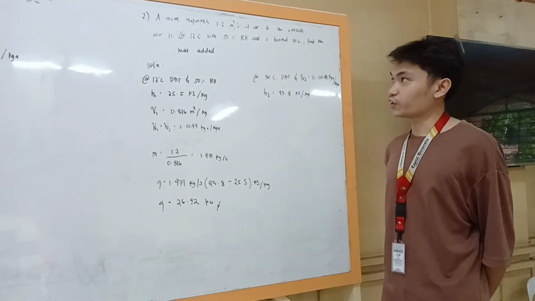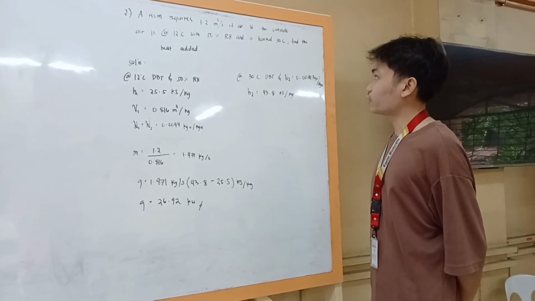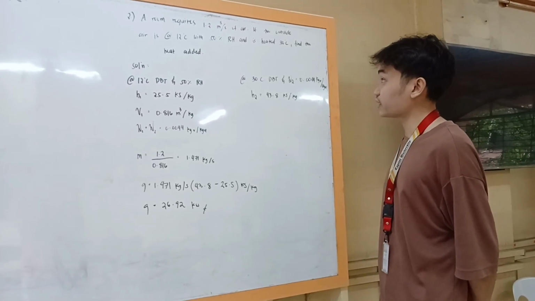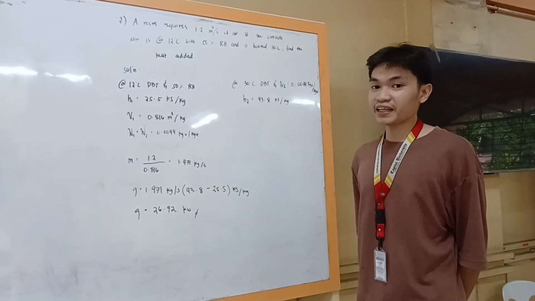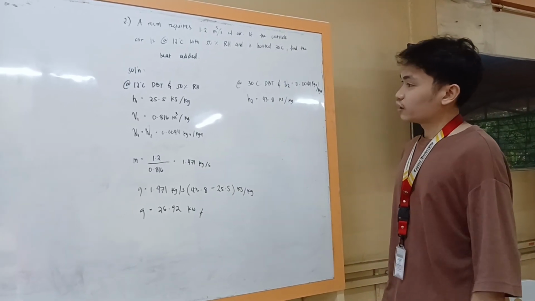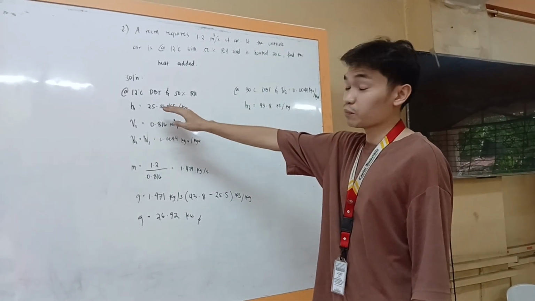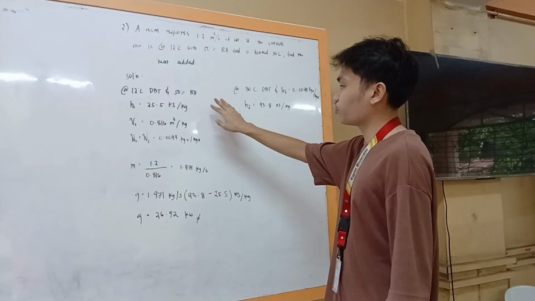So our next question. Our room requires 1.2 cubic meters per second of air. The outside air is at 12 degrees Celsius with 15% relative humidity and is heated to 30 degrees Celsius. Find the heat added. So we have here our initial dry bulb, which is 12 degrees Celsius and 15% relative humidity.